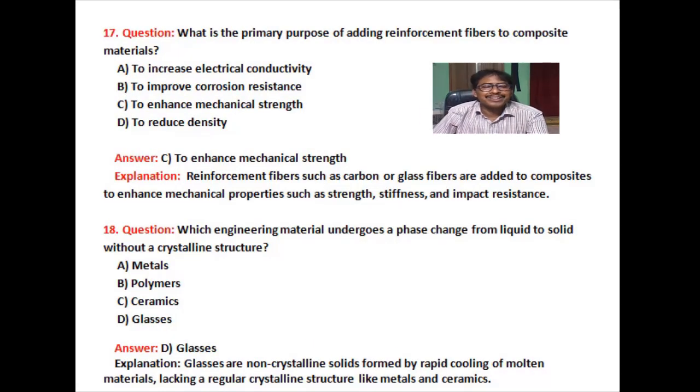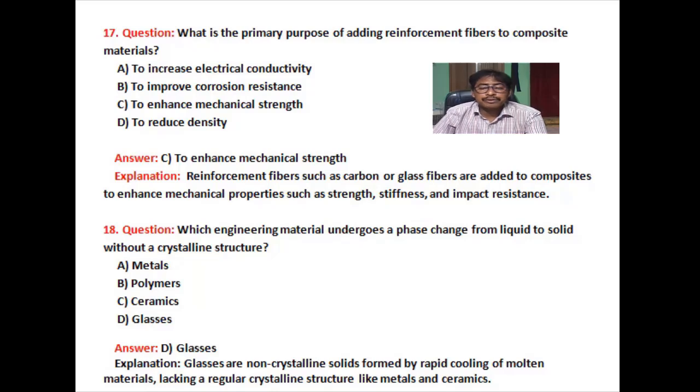Question 17: What is the primary purpose of adding reinforcement fibers to composite materials? A. To increase electrical conductivity. B. To improve corrosion resistance. C. To enhance mechanical strength. D. To reduce density. Answer: C. To enhance mechanical strength. Explanation: Reinforcement fibers such as carbon or glass fibers are added to composites to enhance mechanical properties such as strength, stiffness, and impact resistance.